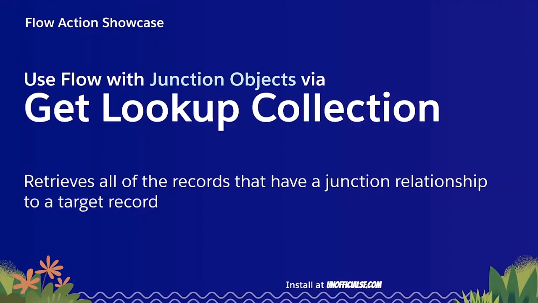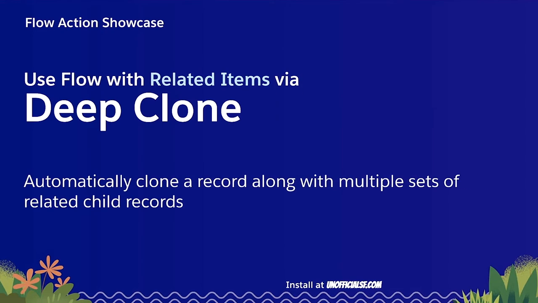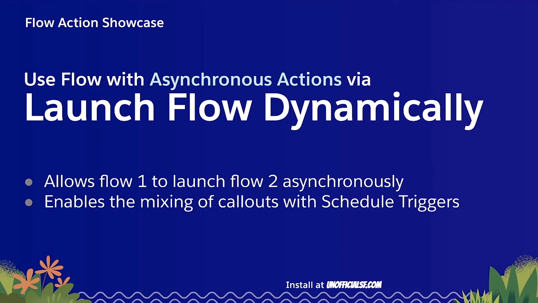Let me briefly mention some additional flow actions that provide new functionality to your flows. If you've got junction objects, you can use getLookupCollection to retrieve all of the records that have a junction relationship to your target record. If you're working with related items, the new deepClone action allows you to easily and immediately clone a record with one or more of its sets of child-related records. If you're working with asynchronous actions, for example, you want to be able to do a callout after a scheduled trigger fires, you can use Launch Flow dynamically. Basically, it allows Flow 1 to launch Flow 2 in a separate asynchronous transaction.